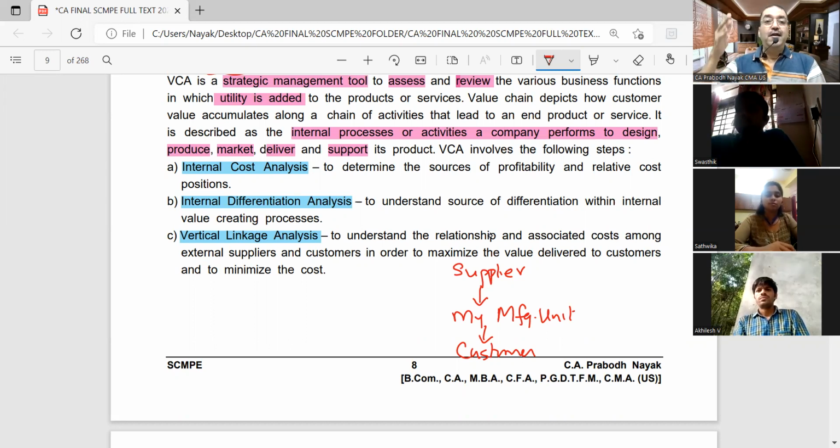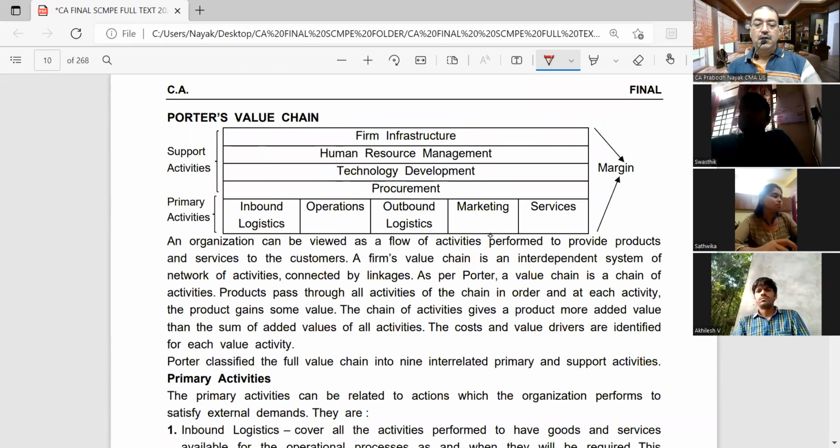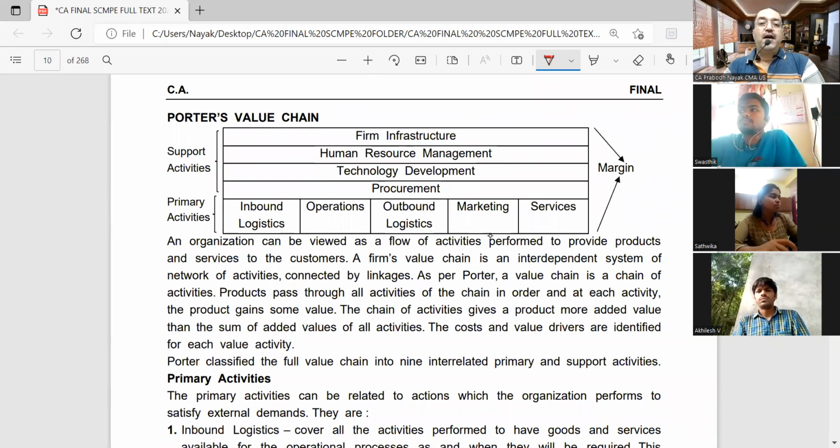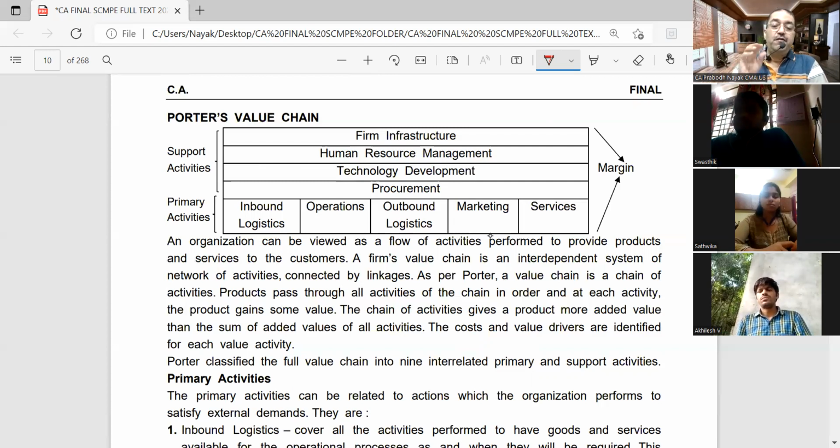Right? So that relationship that you have between your supplier, your company and your customer is vertical linkage analysis, which we are going to study in detail. Now, before we come to all those 3 aspects, we have to learn Porter's value chain. What you have studied is Porter's 5 force model. That will also come. But before that, we have to study Porter's value chain analysis.